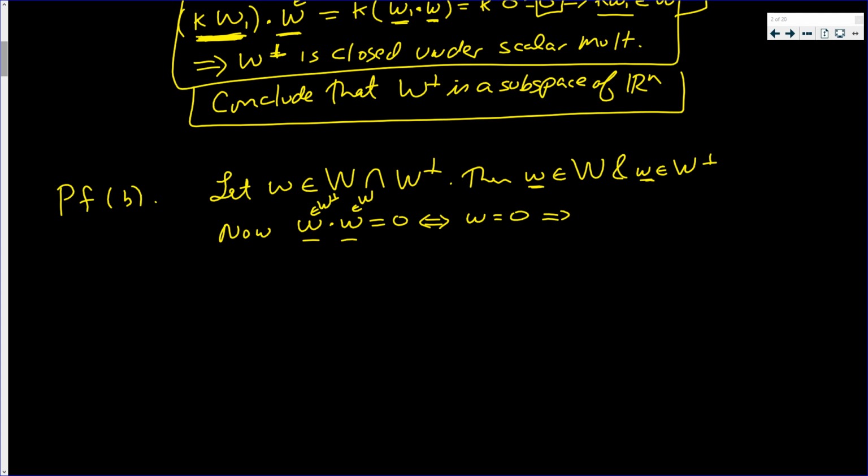But that implies then that W intersect W perpendicular. Well, I tried to say that there is a W in there, okay? But it turned out that W had to be 0. It's not my fault. That completes the second proof. That up here completes the first proof.